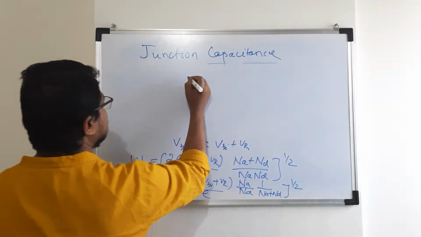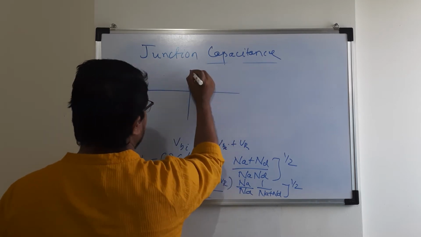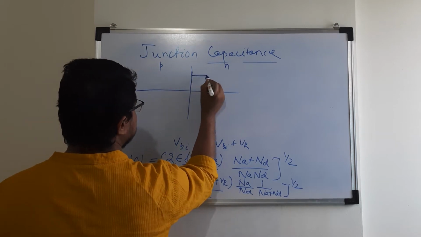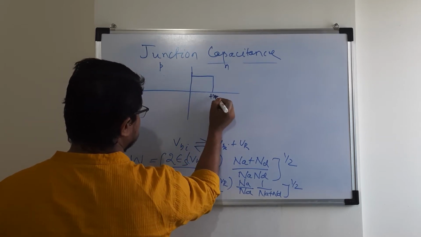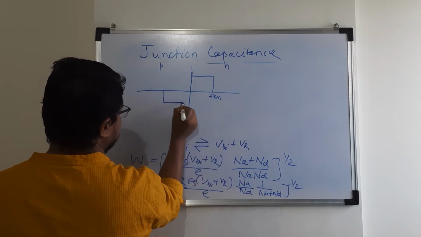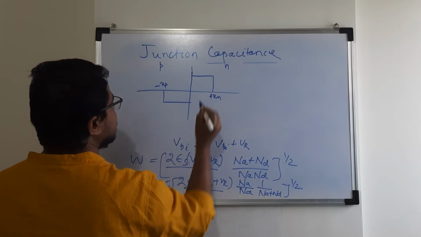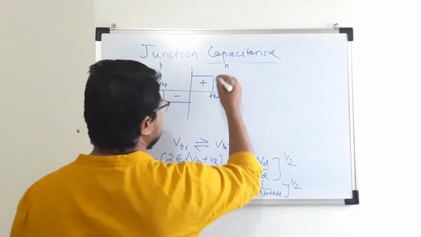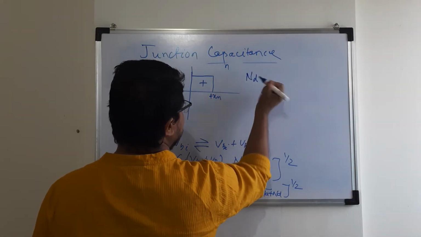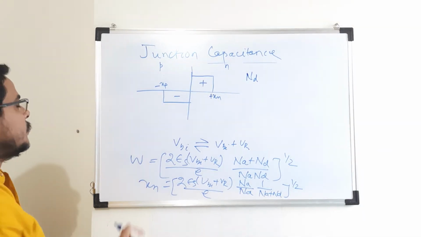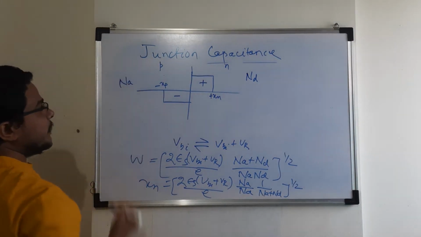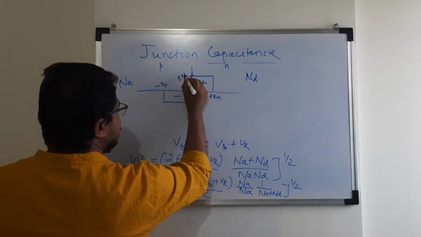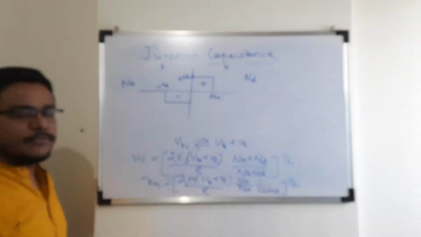Suppose I draw the distribution of charge. This is my P region, this is the N region, and the space charge region extends up to plus xn here and up to minus xp here. This is the positive space charge region, and this is the negative space charge region. The N region is doped with donor impurity concentration Nd, and the P region is doped with impurity concentration Na. So the volume charge density here is eNd, which gives you the charge per unit volume.